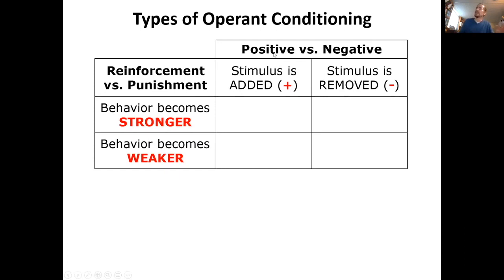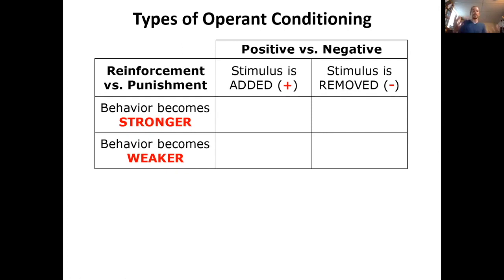So first of all, the consequence itself can be positive or negative, right? If it's positive, then that means the behavior produced the addition of something. And if it's negative, that means the behavior caused something to get subtracted or prevented. So you should think of the positive and negative parts here as plus and minus, okay? Addition and subtraction, not necessarily good and bad, right? That's what the positive and negative parts represent.